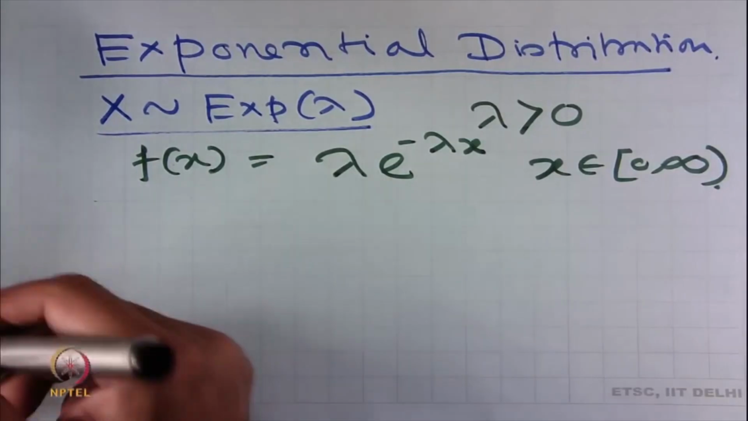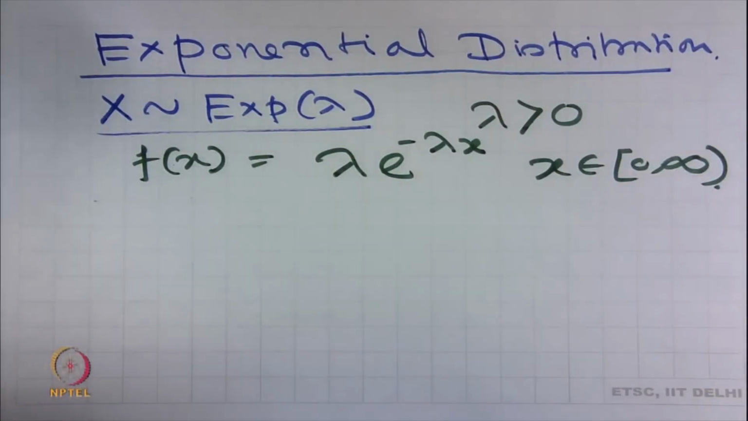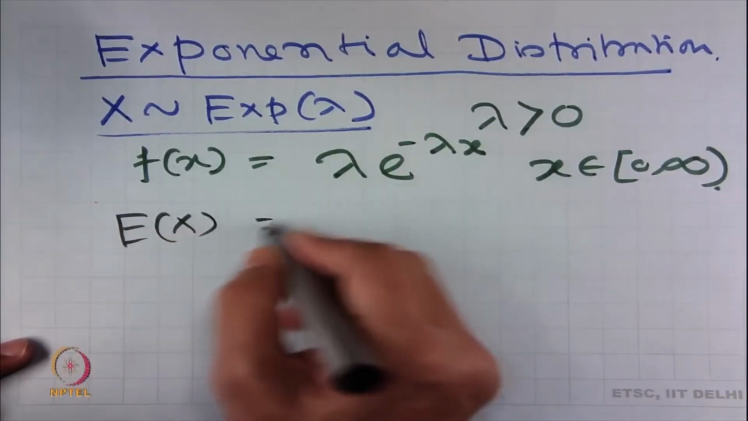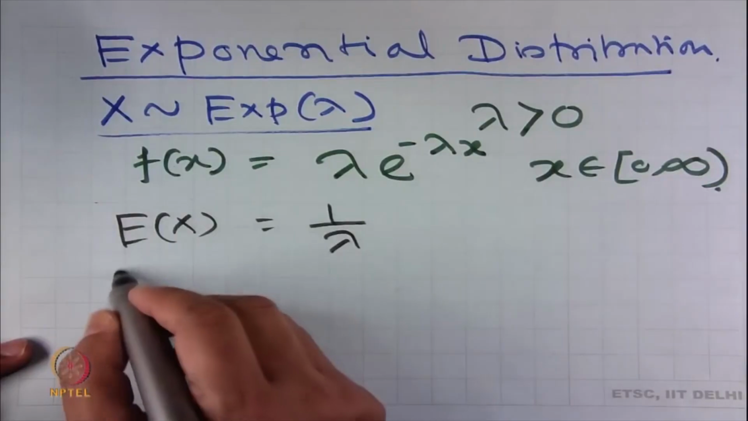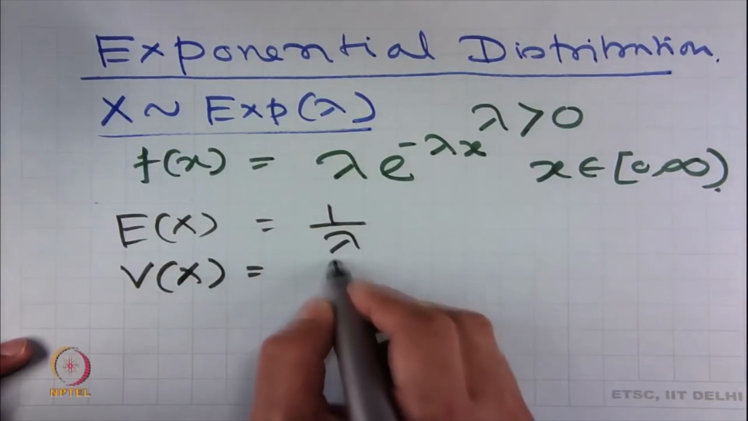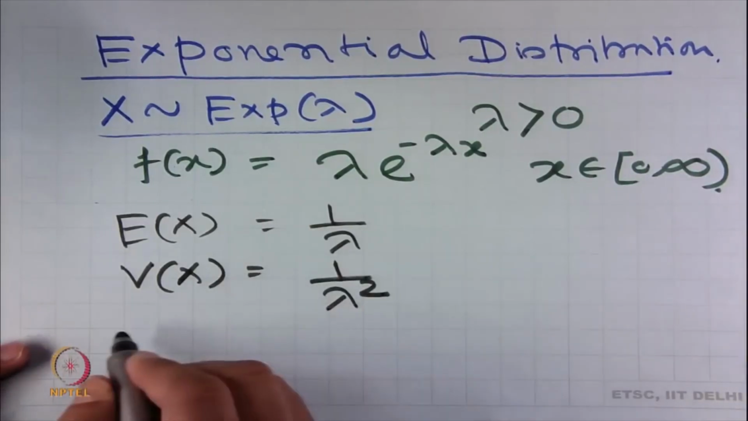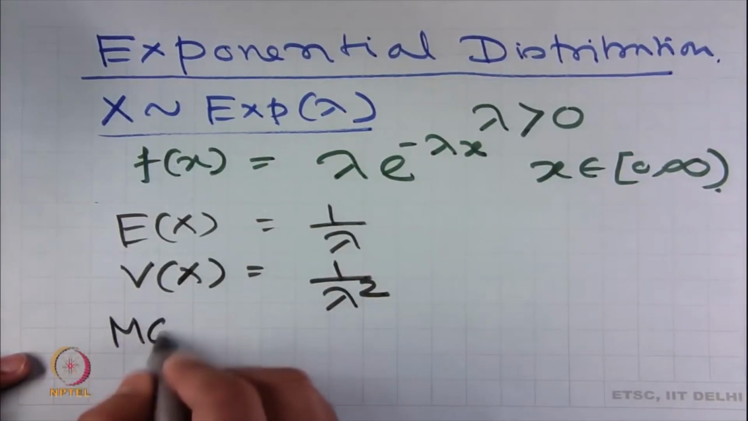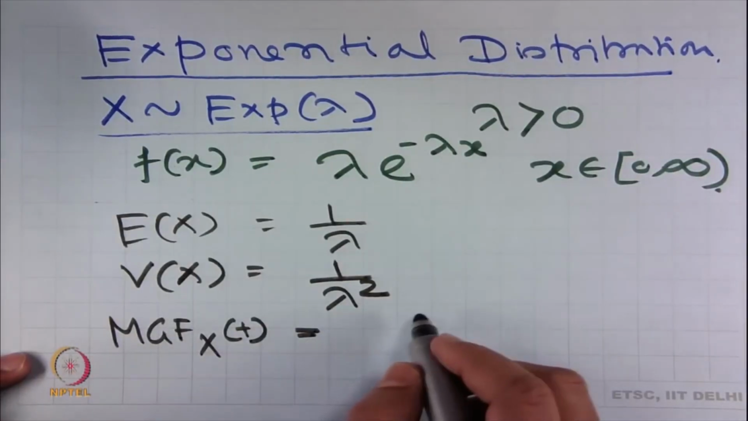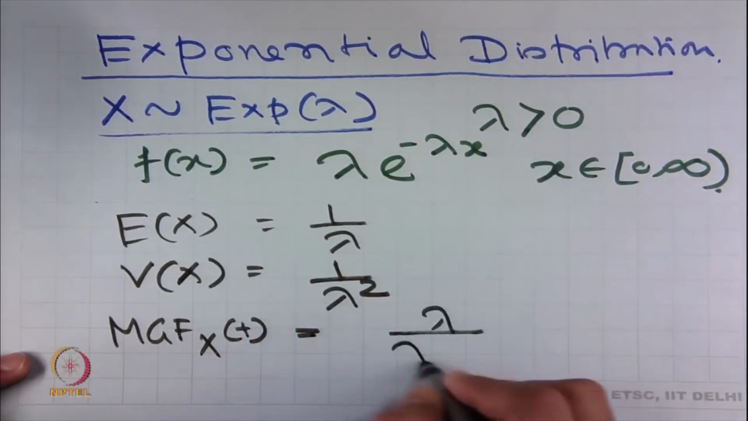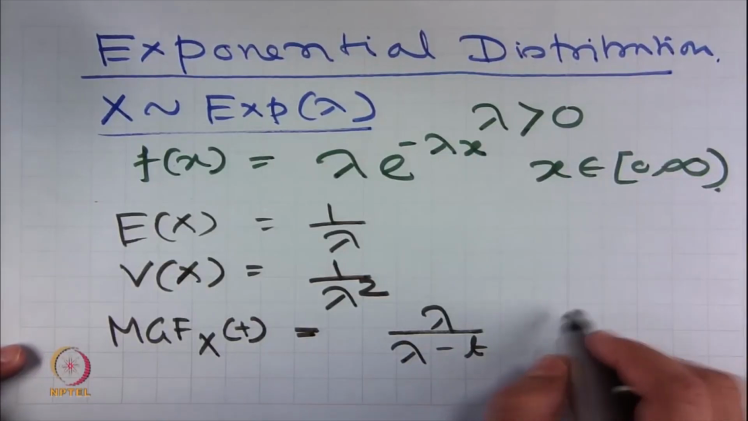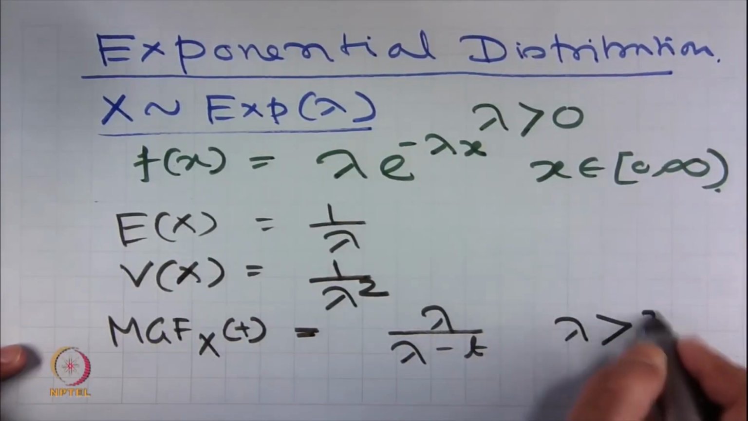It can be proved, or I will rather ask you to prove, that expectation of x is equal to 1 upon lambda, variance of x is equal to 1 upon lambda square, and the moment generating function of x at t is equal to lambda upon lambda minus t. Of course, it will be valid if lambda is greater than t.